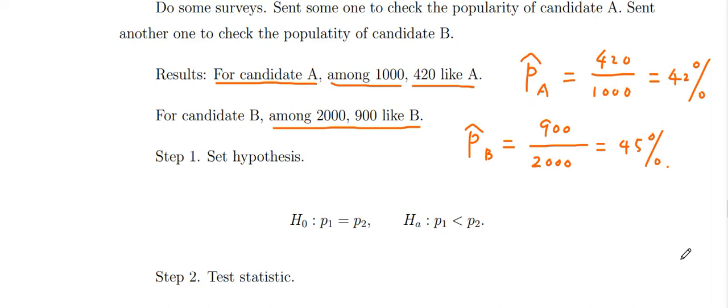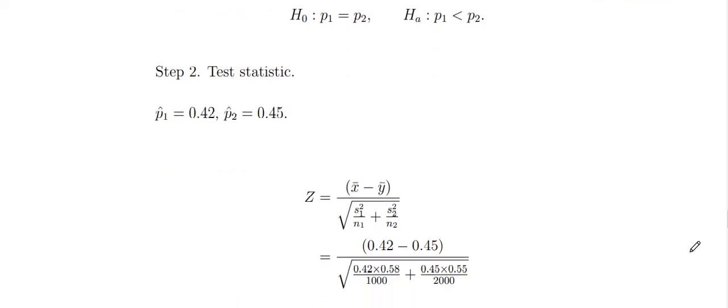So for the test statistic, we just use x bar minus y bar over the square root of s1 square over n1 plus s2 square over n2. But I write this as a Z value. Why is this a Z value? Because the sample size is quite big. When the sample size is quite big, the T table and Z table have no difference, so we use the Z table.